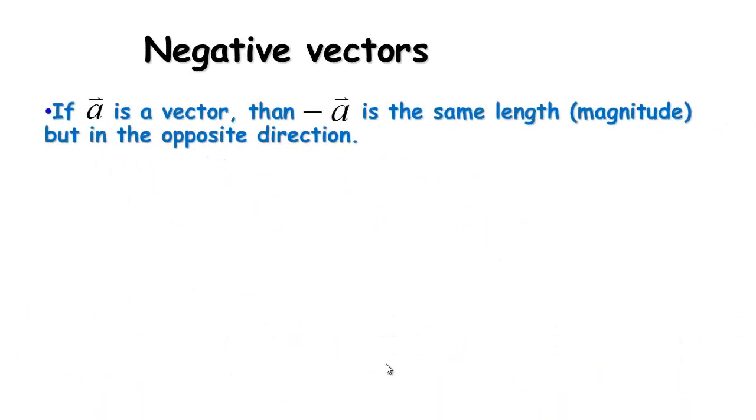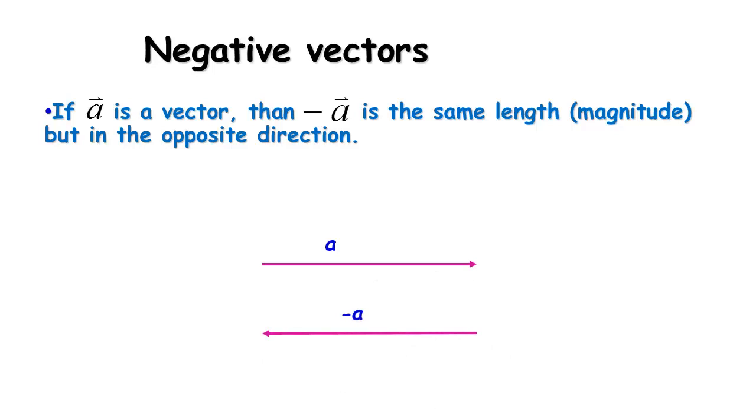Now, negative vectors. The size of the vector would be identical. It's kind of like negative and positive numbers. If we remember going on the number line, it's in the opposite direction when it's negative. The same is true for vectors. If that's a vector of magnitude A, then minus A would be the same size, but in the opposite direction.